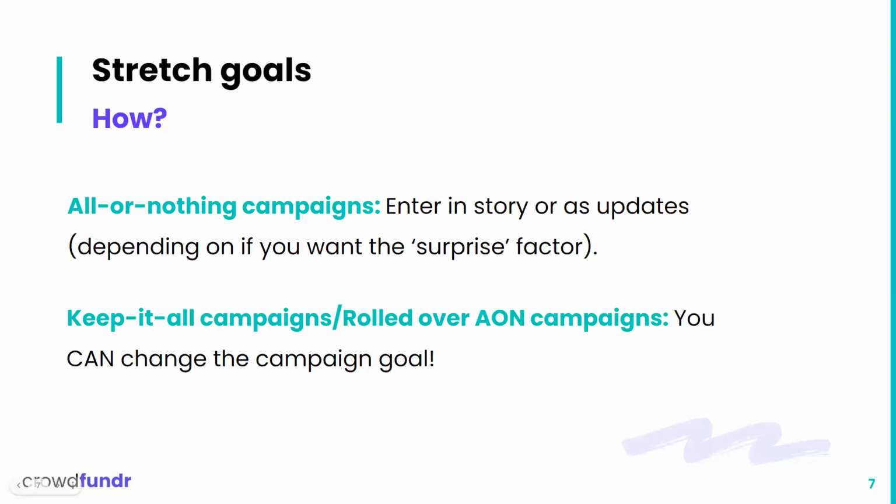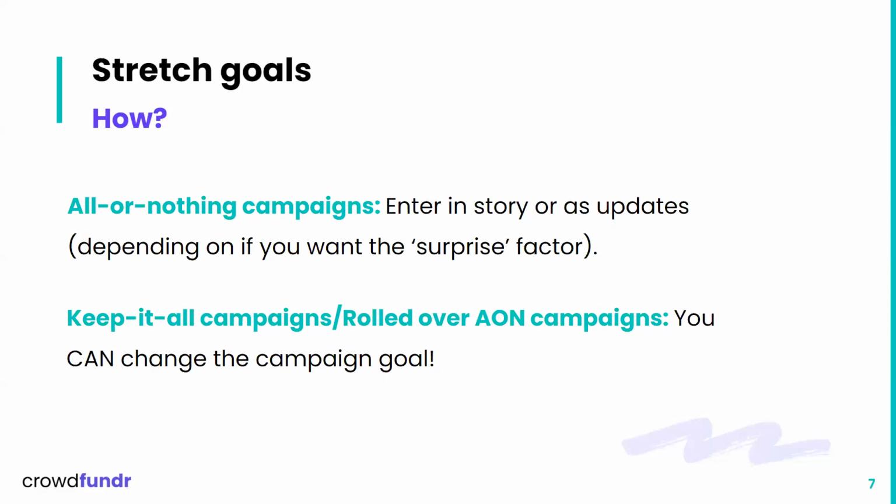If you have a keep it all campaign or an all or nothing campaign that is rolled over into a keep it all campaign, which I'll explain in a little bit, you can actually change the campaign goal, because this is a campaign that is now charging the contributions as transactions as they come in. So you don't have to hit any further goal if you have a rolled over campaign, or you don't have to hit your actual goal in a keep it all campaign in order to collect the funds. So that is one thing that Crowdfundr does differently from, say, Kickstarter, is that we do have the option for all or nothing and keep it all campaigns. And here you can change the goal.